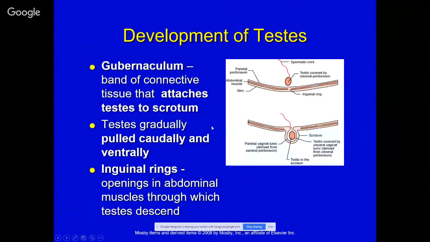All right, so the development of the testes. There is a gubernaculum, which is a band of connective tissue that attaches the testes to the scrotum. The testes start up by the kidneys where the ovaries are and gradually are pulled caudally and ventrally. They come through the inguinal ring, which is a small break in the tissue of the abdominal muscle. It's an opening in the muscle through which the testes descend into the scrotum.